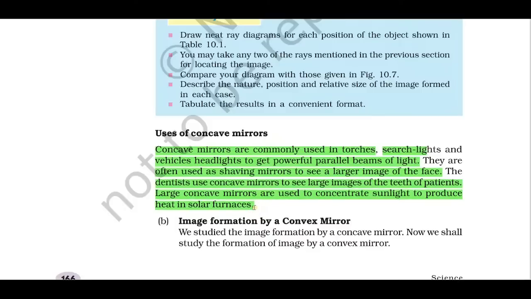Now there can be give-reason questions like: dentists use concave mirrors. Why? Because they get a large image of the teeth of the patient. In the same way, the barber uses shaving mirrors. Why?